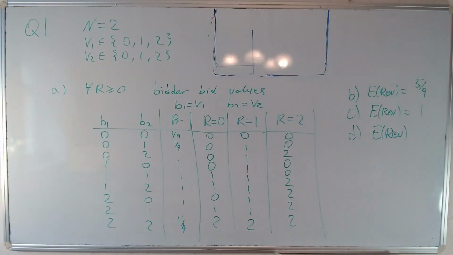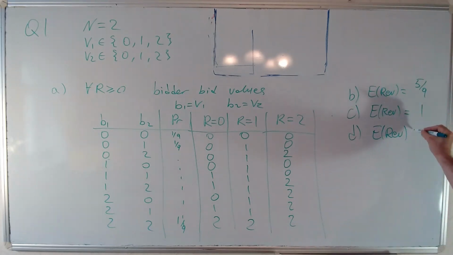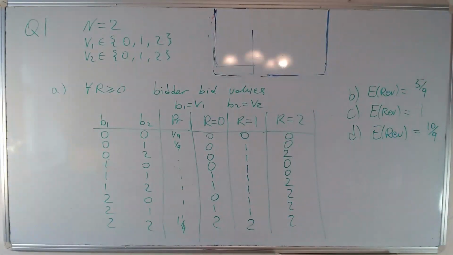All right. And so now we have 1, 2, 3, 4, 5. 5 times 2 is 10. So we have revenue of 10 over 9. So that's how we get these numbers.